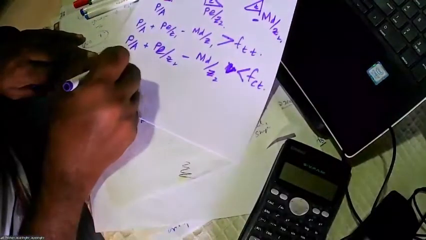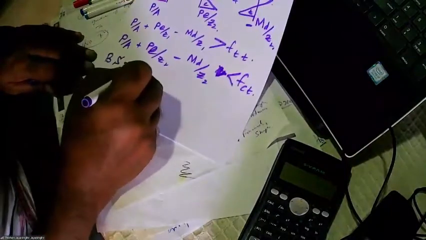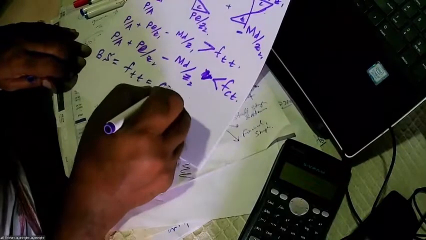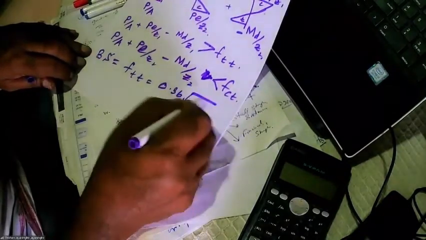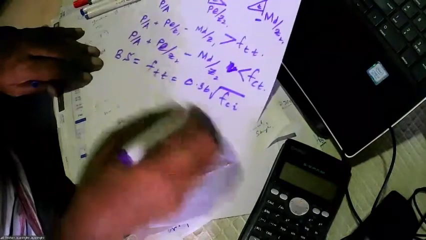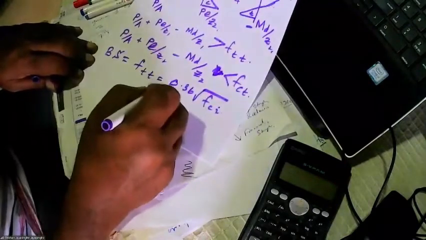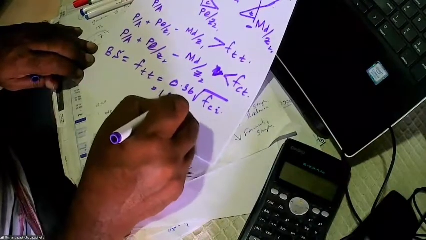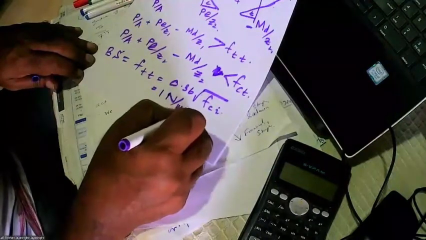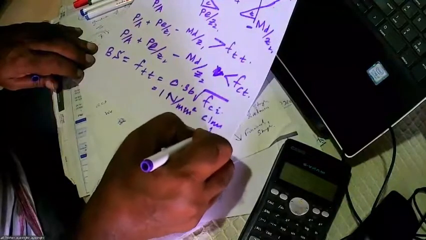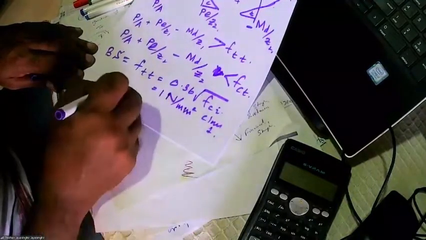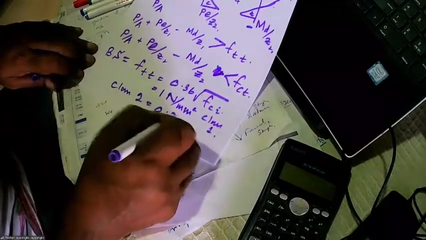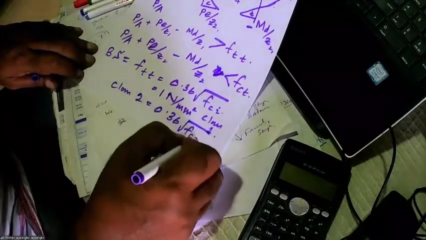So in DS code, FTT is given as 0.36 square root of FCI at whatever the stress at transfer. But generally we limit it to about 1 Newton per millimeter squared in class 1 structures, and in class 2 structures we go for 0.36 square root of FCI. Okay.